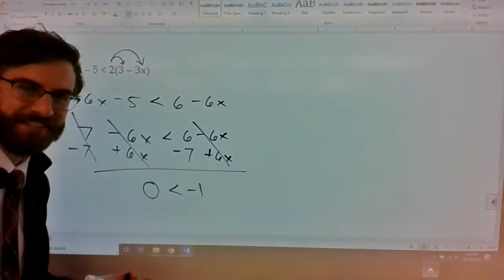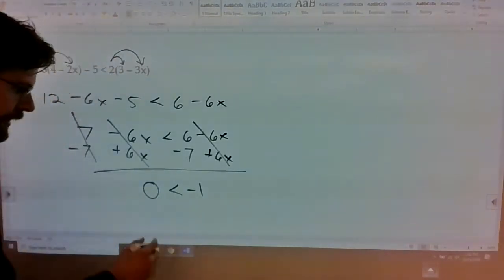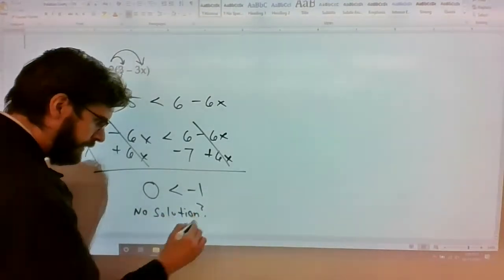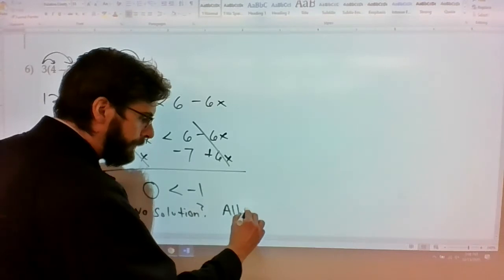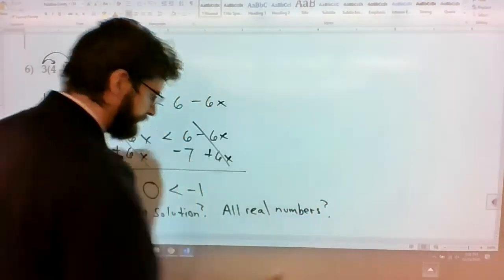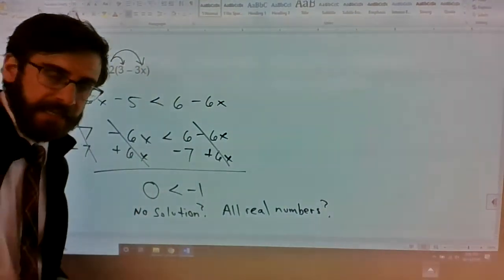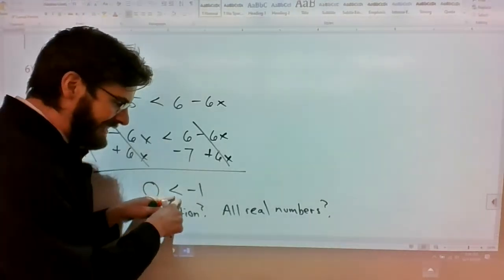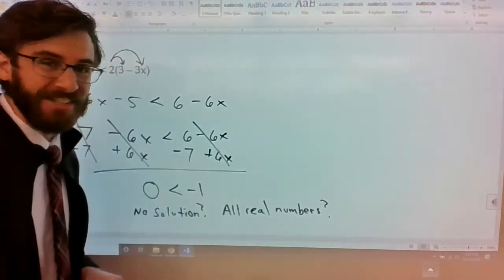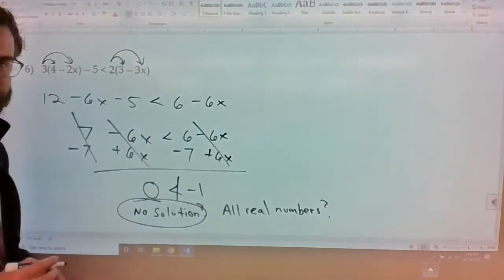What happened? The x's canceled. That was two situations for solving equations. Remember, we had, was it no solution? Or was it all real numbers? This is where you read the statement. Is 0 less than negative 1? Is the value of 0 less than negative 1? That is not true. That is false, so you'd pick no solution.